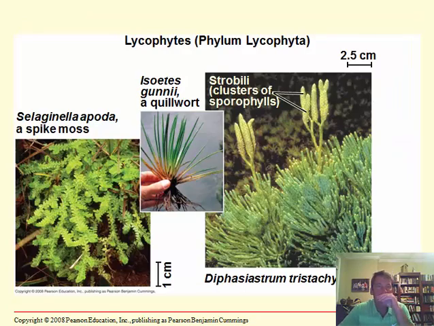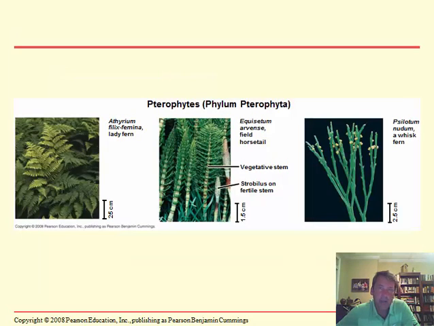So let's look at some examples. So here's some right here. This is a type of seedless vascular plant, a spike moss. So it's not actually a moss, it's a form of a fern. Here's a quillwort. And again, this is a type of lycophyte. And here we have a club moss. So it's not a moss in the bryophytes. It is actually in the seedless vascular plant group.